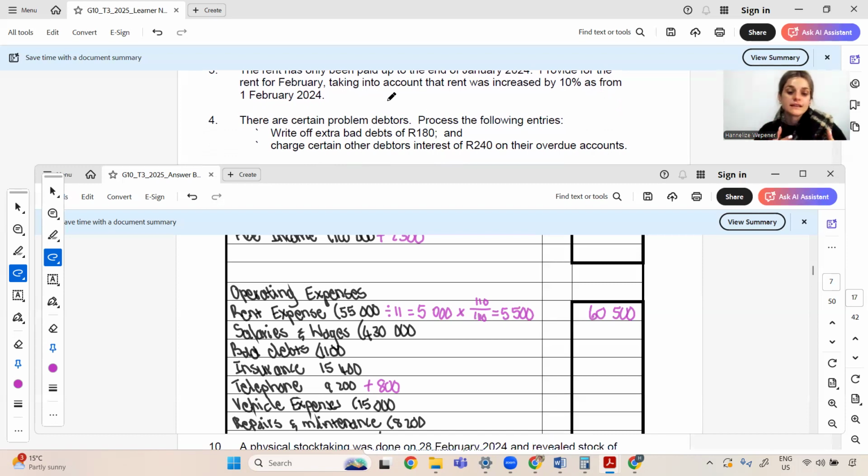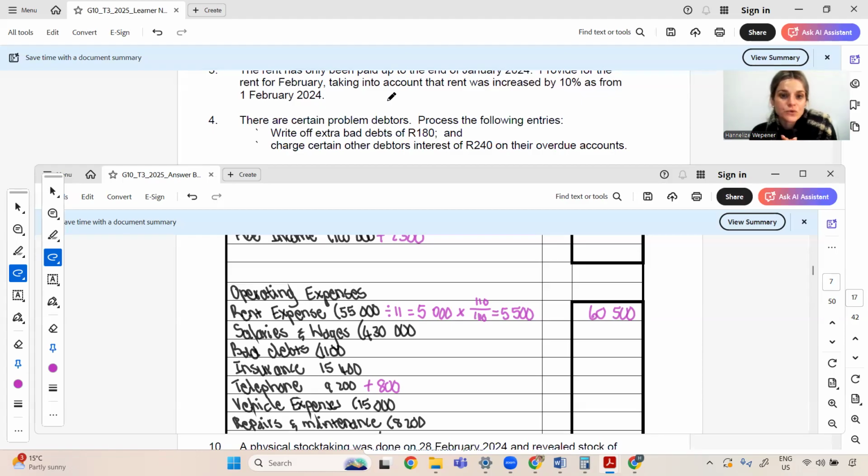However, certain things that affect our debtors will also affect nominal accounts. For instance, bad debts, interest on overdue accounts. So that's it for now for grade 10. Yes, we're going to add on to that in grade 11. Right, so the following entries must still be recorded.